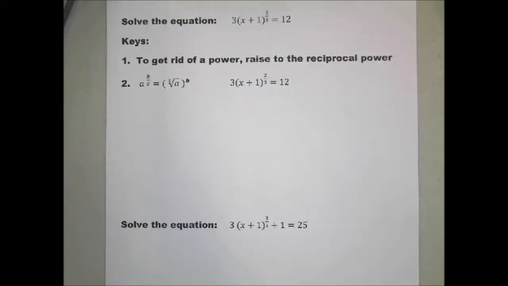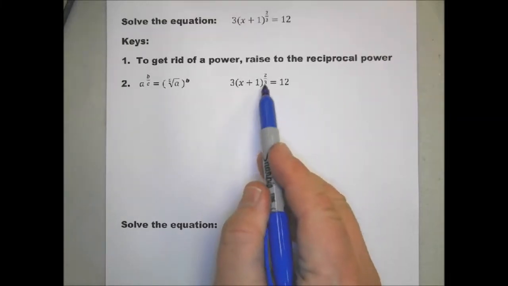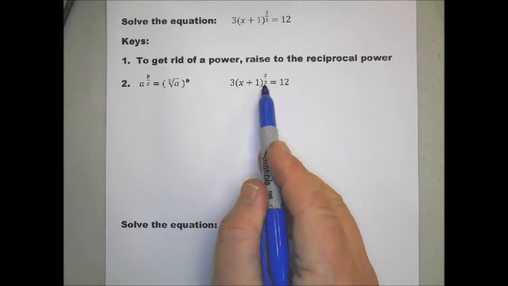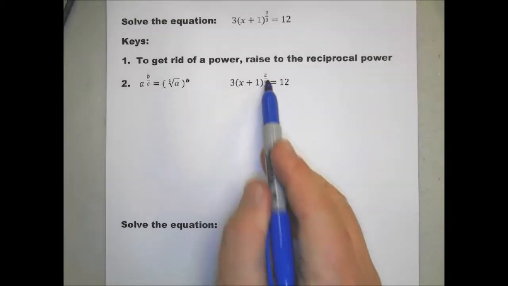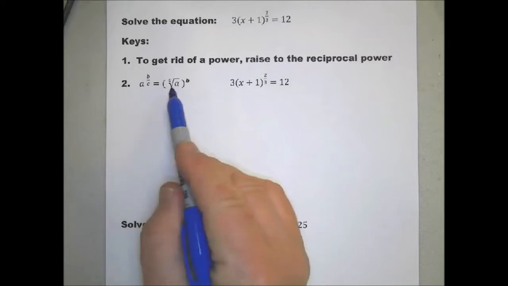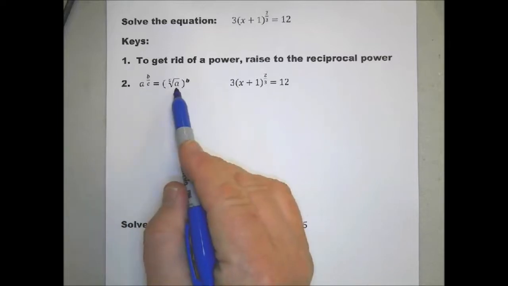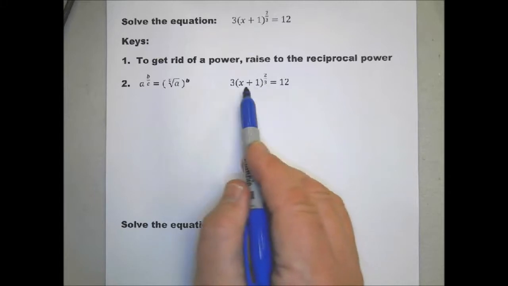On this example right here, it doesn't look like we have a radical in it, but we really do, because the 2/3 power can actually be thought of as being a radical of the cube root and then square it. Remember this rule right here? These are 2 equivalent terms. One's in exponential form and the other one's in radical form. So this really does have a radical in it.